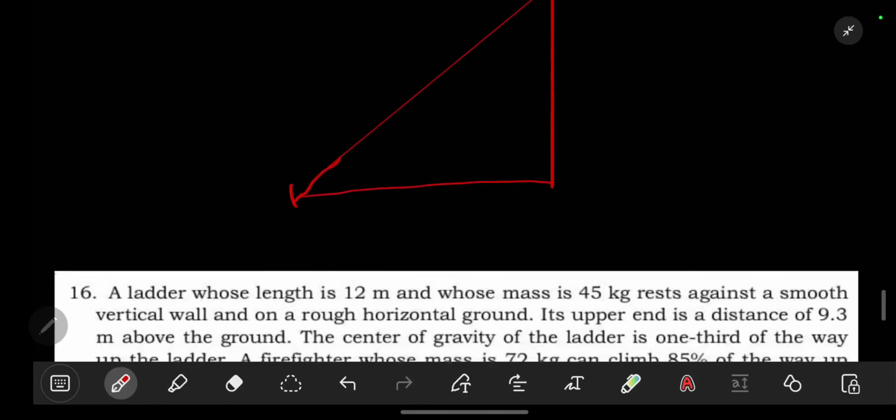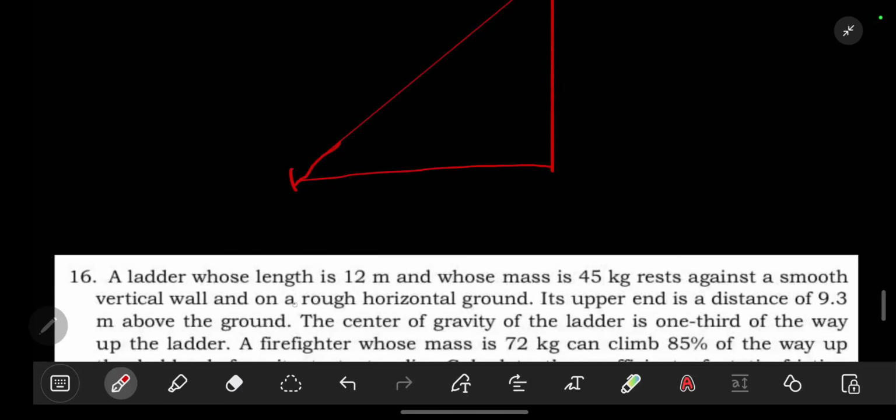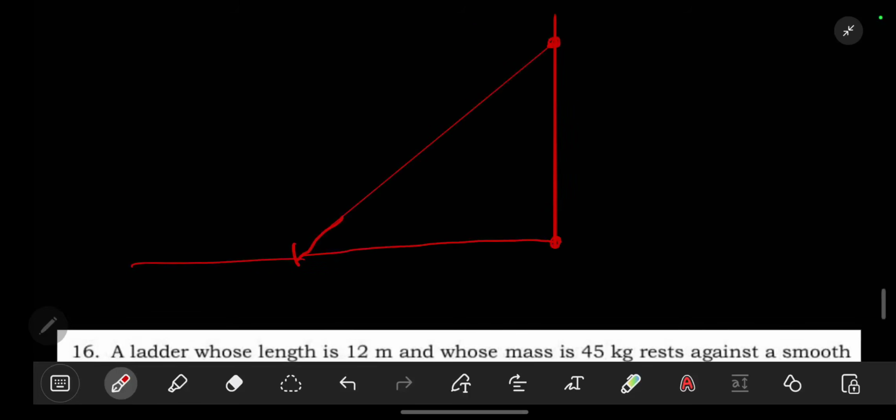Okay, so we are told that a 12 meter ladder, whose mass is 45, rests against a smooth vertical wall on rough horizontal ground. Its upper end is a distance of 9.3 meters above the ground. So from here to here, we are told that it's 9.3 meters.